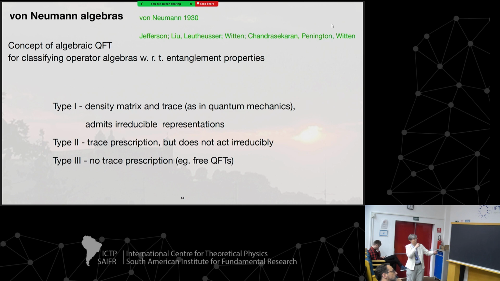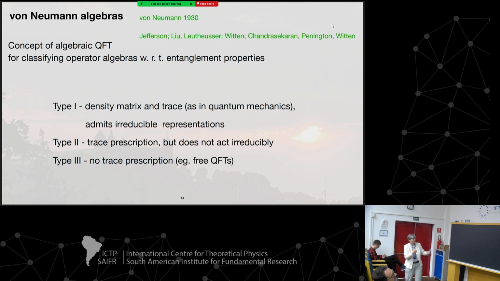And in this type 1, these algebras admit irreducible representations, and that actually allows you to write down a well-defined expression for a trace functional. A trace means essentially a functional which is cyclic in its arguments. And then, of course, that also allows you to define a density matrix, and the density matrix is essential for writing down the von Neumann entropy. So that's the relation, and that's the typical situation in quantum mechanics.